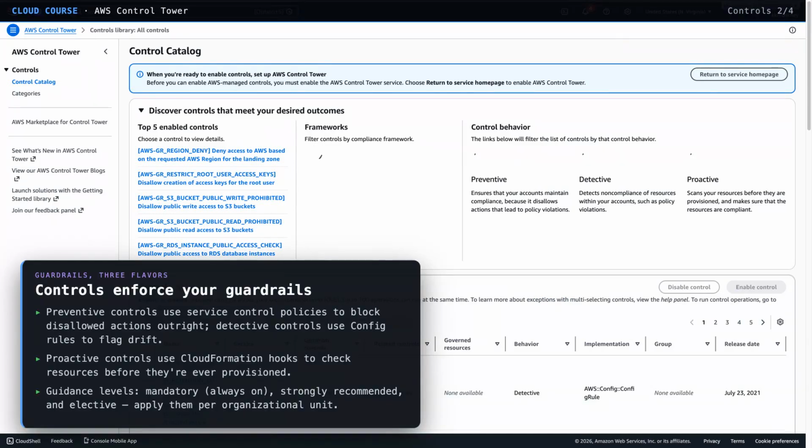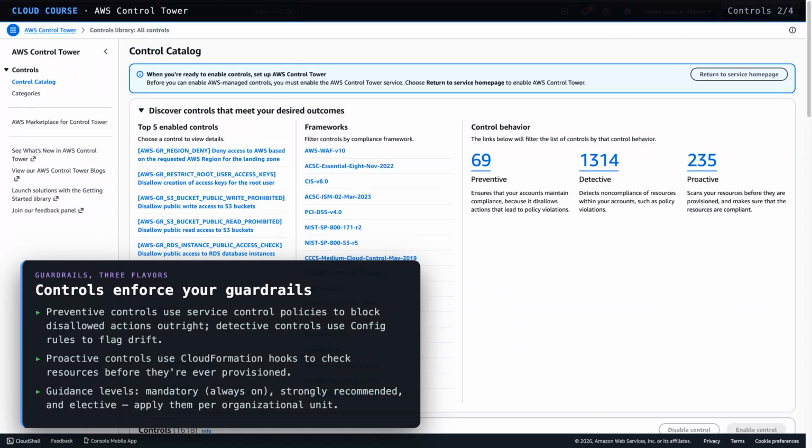Controls are how Control Tower turns policy into enforcement, and they come in three types. Preventive controls use service control policies to block a disallowed action before it happens. Detective controls use Config rules to spot resources that have drifted out of compliance. And proactive controls use CloudFormation hooks to catch a non-compliant resource before it's even provisioned.